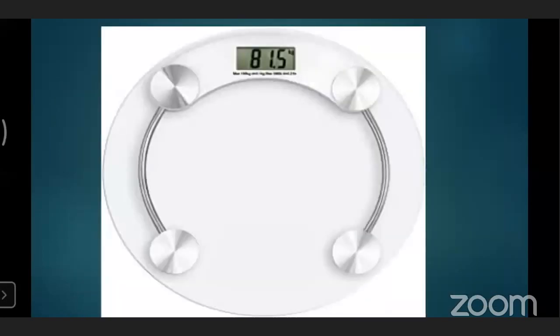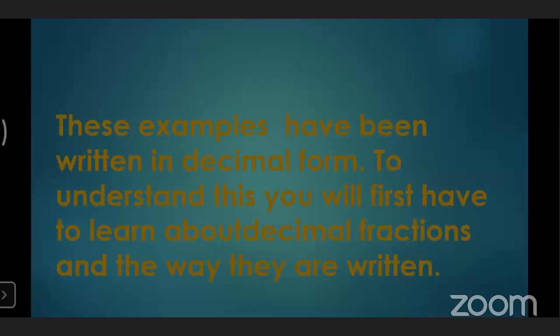Okay, now this is the weighing machine which we have in our school, right? You can see numbers are written here also. Can you read this number? Yes, students. Yes, 81.5. Yes, very good. Okay. So these are the pictures. Now these examples have been written in decimal form. The examples we just saw have been written in decimal form.